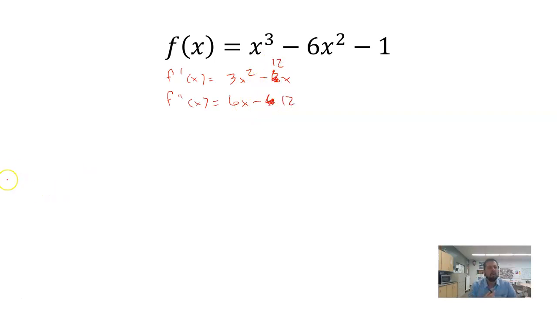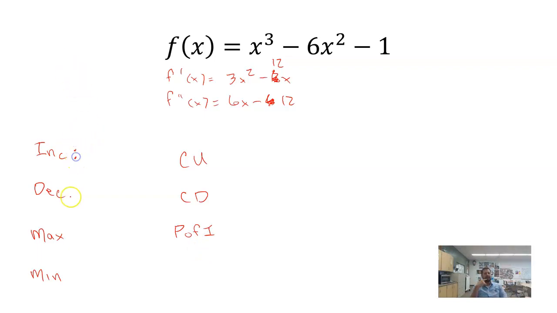So what we've learned so far that the first and second derivative can tell us is where our function is increasing, where our function is decreasing, where we have a relative max, where we have a relative min, where our function is concave up, where our function is concave down, and where it's possible that we have a point of inflection. Now, we could find where all of those things happen.